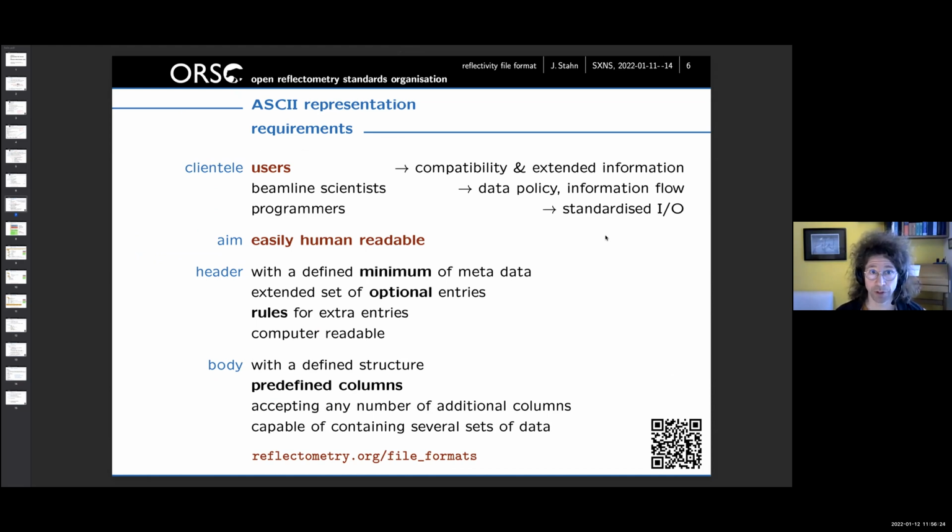The aim of this ASCII representation is mainly that it's easily human readable. This is a very strong constraint for us. And the file is, as commonly used, separated into a header with a defined minimum of metadata, an extended set of optional entries, and rules for extra entries. And it's also computer readable. And the body with 4 predefined columns and any number of additional columns available, free to choose for the user.